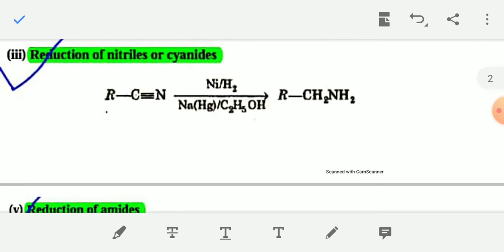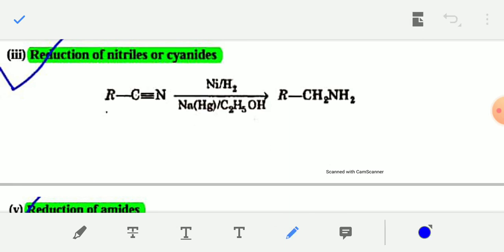Next method of preparation of amine is by reduction of nitriles, alkyl nitriles or alkyl cyanide, that is by reduction of alkyl cyanide RCN. If you reduce RCN, it will be converted into RCH2NH2. The CN group will be converted into CH2NH2. So you have to remember the reducing agent.